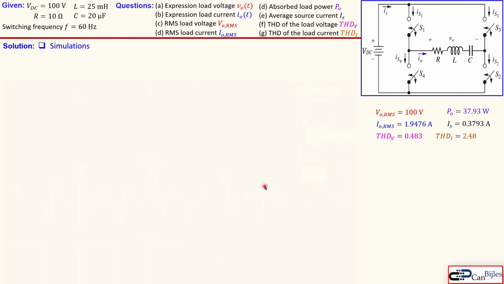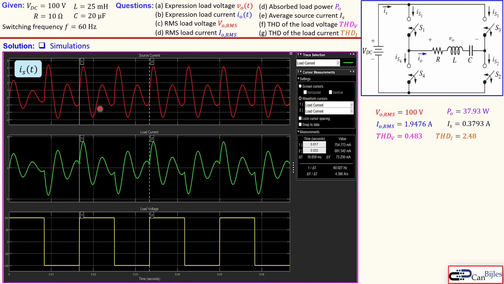Going to the graphs, the red one is our source current, the green one is our load current, and the yellow one is our load voltage. Let's start with the load voltage. It is indeed as expected, just a square wave output, so that doesn't change. But what does change drastically compared to the previous examples is that the load current here is drastically distorted. It looks like maybe a sine wave, but it is much worse compared to the RL load, and that's also the reason why this THD is quite high in this example.